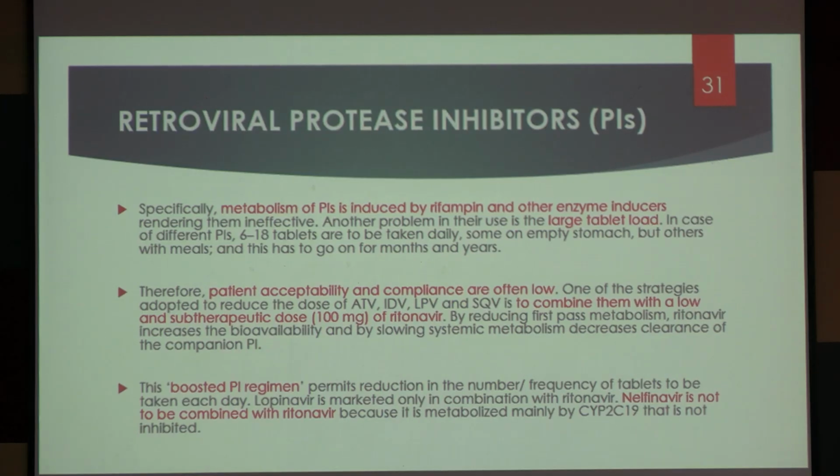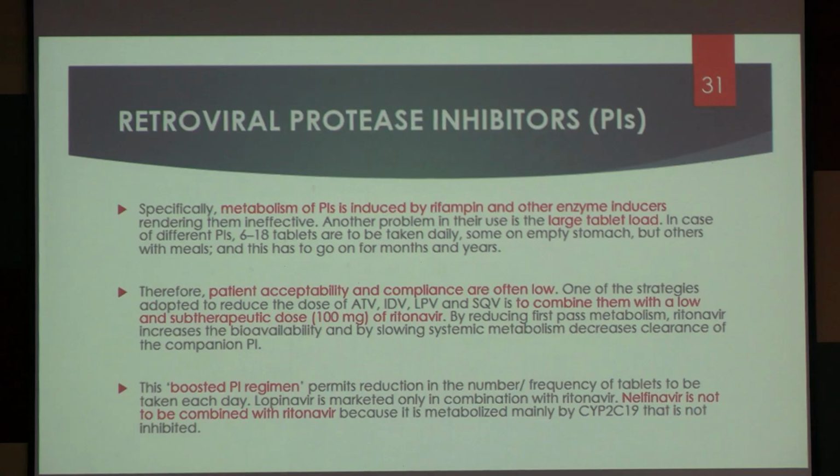The number 2 problem with the drug is large tablet load. A large amount of tablets is to be taken daily and it is to be continued for months and years. Around 6 to 18 tablets are taken daily. To prevent this, a regimen is there called boosted PI regimen, boosted protease inhibitor regimen. Here the protease inhibitors are combined with the subtherapeutic dose of Ritonavir at 100 mg daily.